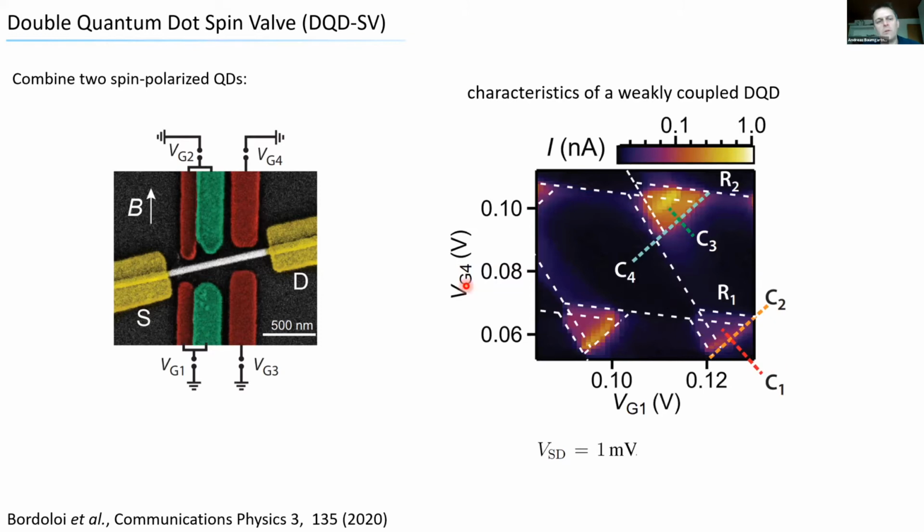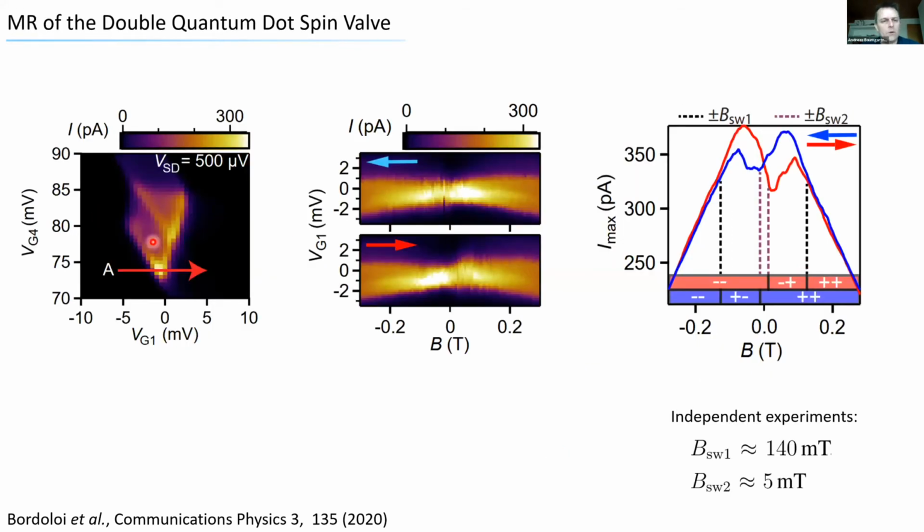If we tune this middle gate strong enough, then we can go into the weakly coupled double dot regime, where we get these transport triangles. We look at different cross sections measured on these transport windows. So we look at one pair of triangles here. We choose a cross section for a gate sweep, this axis here, and then we sweep the magnetic field up and down.